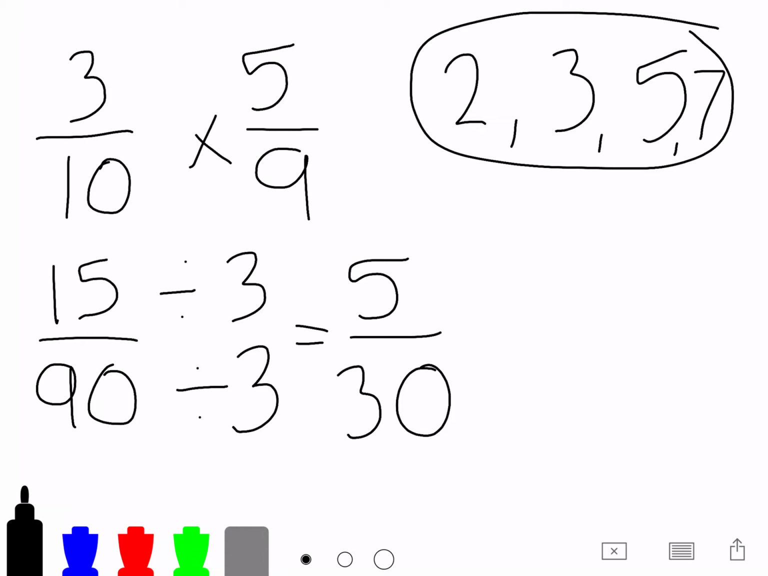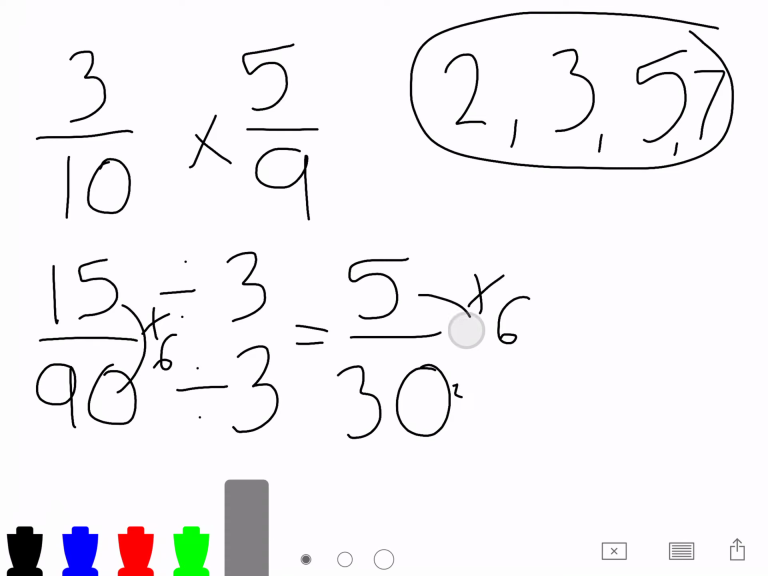Now, some of you are probably wondering, Mr. Nunn, didn't you just change the value of that fraction? Well, we changed the numbers in the fraction, but I want you to notice here that these numbers, the numerator and the denominator, have the same relationship to each other. If you look at 5 and 30, 5 times 6 equals 30. And over here on the left, 15 times 6 equals 90. So they both have the same relationship.